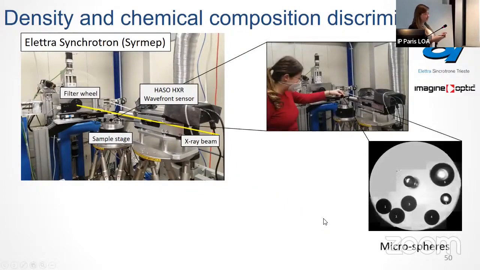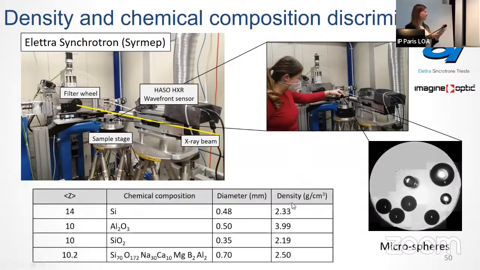So this is an optical scan of the sample that were a set of microspheres, where you can see here the chemical composition of each of the spheres and also the Z numbers. The electron density of each of these microspheres was very similar, so it's very complicated to differentiate them.